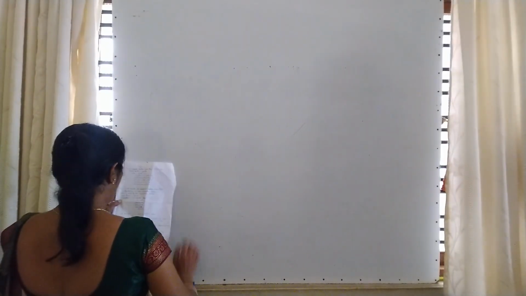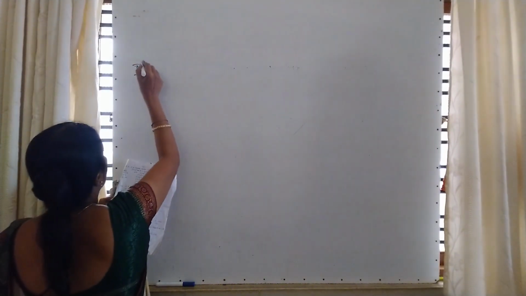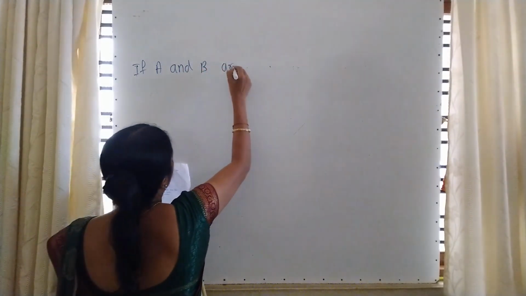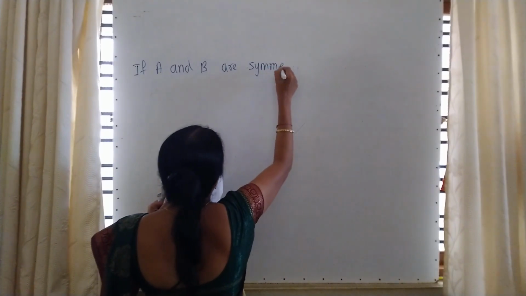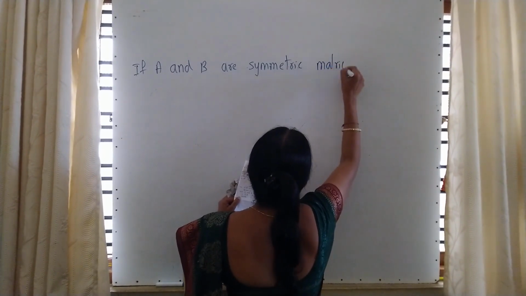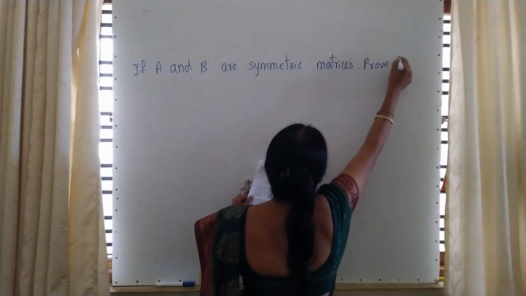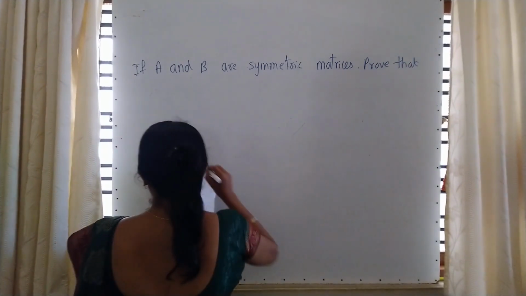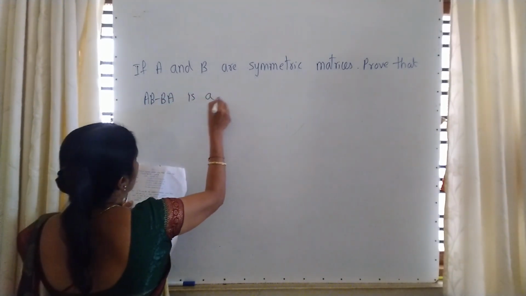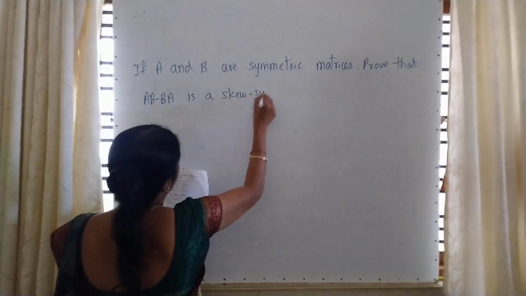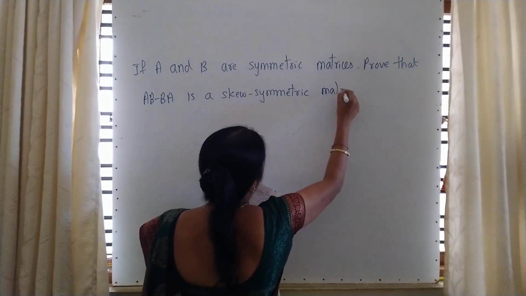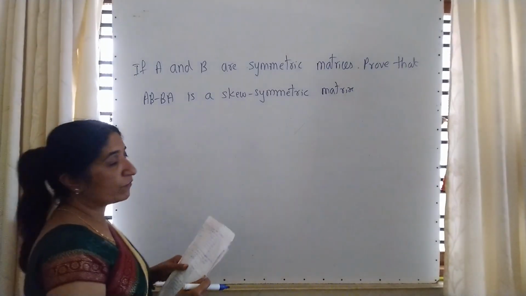This is also an important question. If A and B are symmetric matrices, prove that AB minus BA is a skew symmetric matrix. See, the question can be converted into a multiple choice question for a CET.